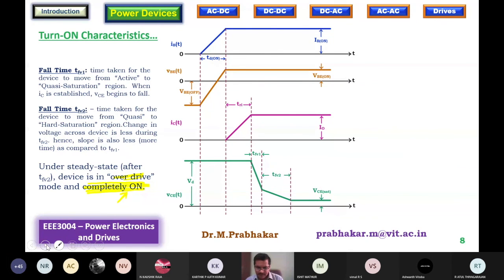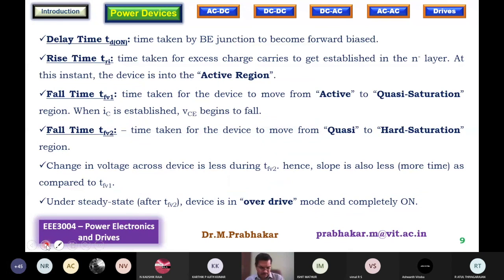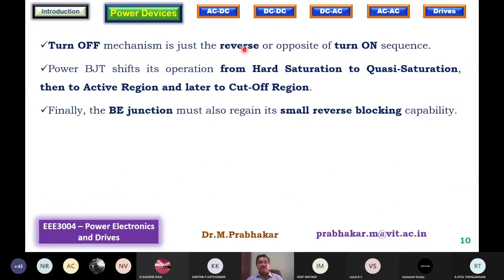Therefore, I haven't put up the turn off characteristics. Of course, whatever I have said, I have summarized. I'm not reading this. Anyway, I'll be circulating the slide. And then the turn off mechanism is just the reverse or opposite. That's all. So this is about BJT.